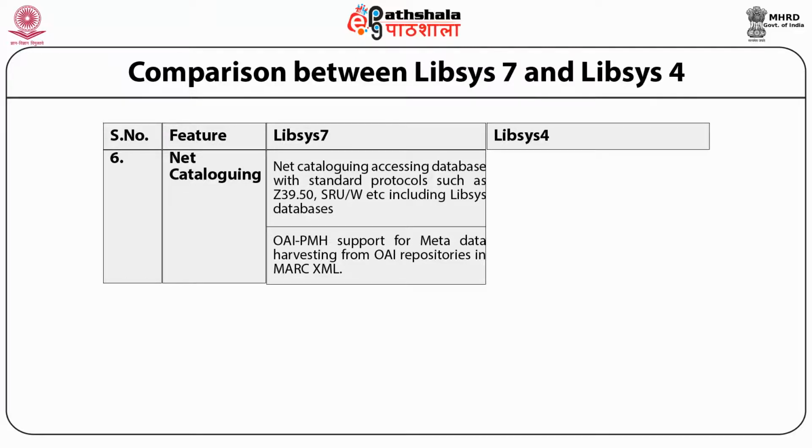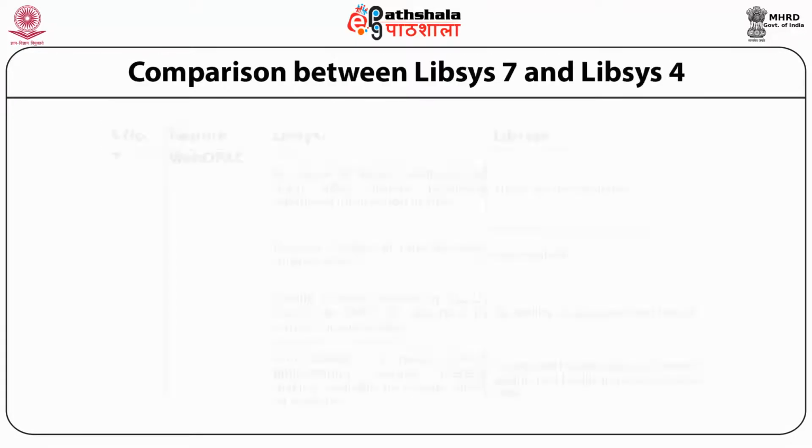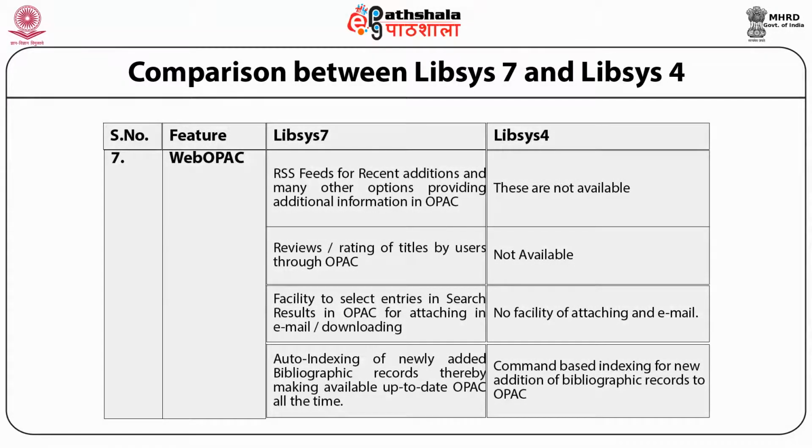Lipsys 7 has an enhanced and enriched web OPAC interface using Google Toolkit with powerful Elasticsearch. Lipsys 7 provides RSS feeds for recent editions and reviews and rating of titles. It facilitates selecting entries in search results in OPAC for attaching in email or downloading. It also provides auto-indexing of newly added bibliographic records, thereby making available an up-to-date OPAC all the time. These features were not available in the Lipsys 4 version.